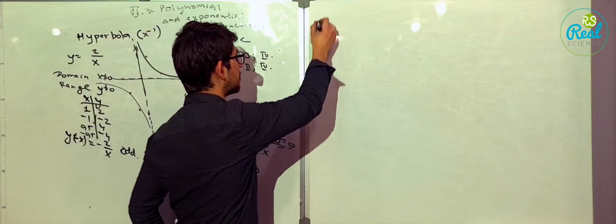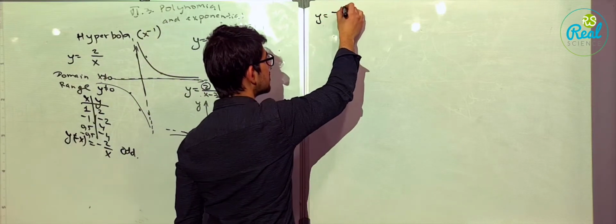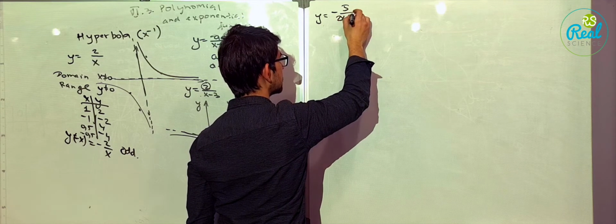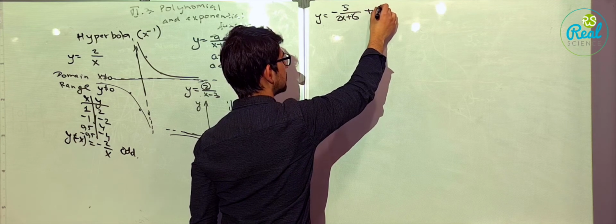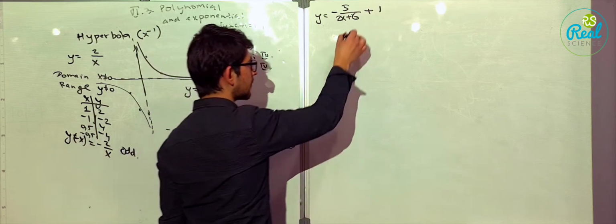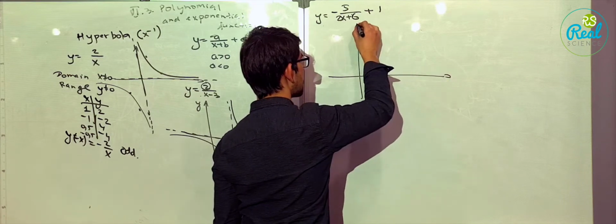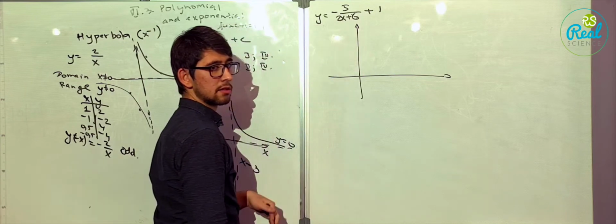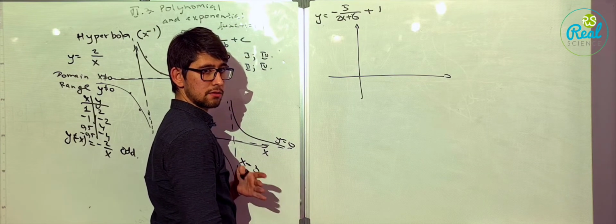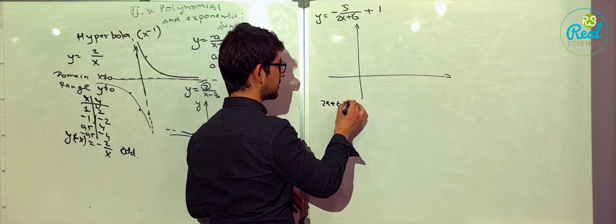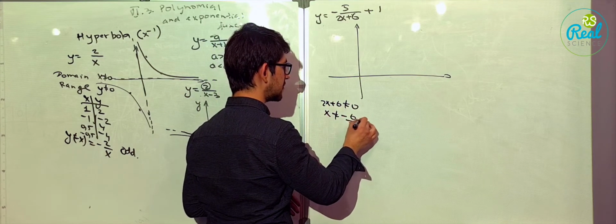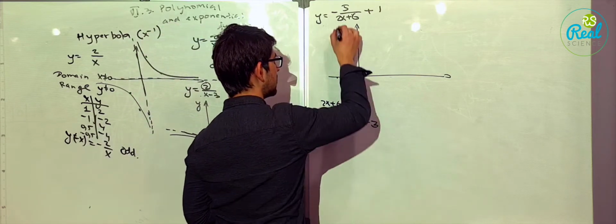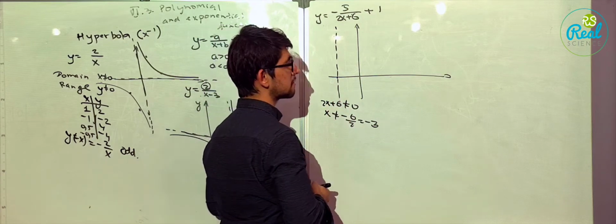Let's look through this example as a whole one, okay? -5 divided by 2x plus 6, plus 1. How to draw? First you define asymptotes, right? First asymptote is for x. 2x plus 6 is not equal to 0. X is not equal to -6 over 2. It's not equal to -3, isn't it? Yes? So, -3 is your first asymptote. Okay? What about the second one?